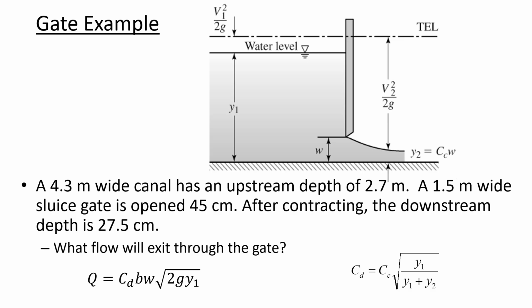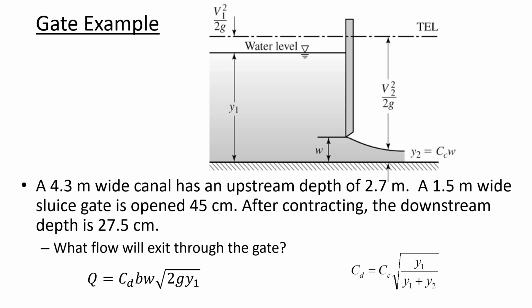And the gate is open 45 centimeters, so that's W, 45 centimeters. And then we know that the upstream depth, Y1, is 2.7 meters. So after contracting, Y2 is 27.5 centimeters. So what's the flow rate through the gate?